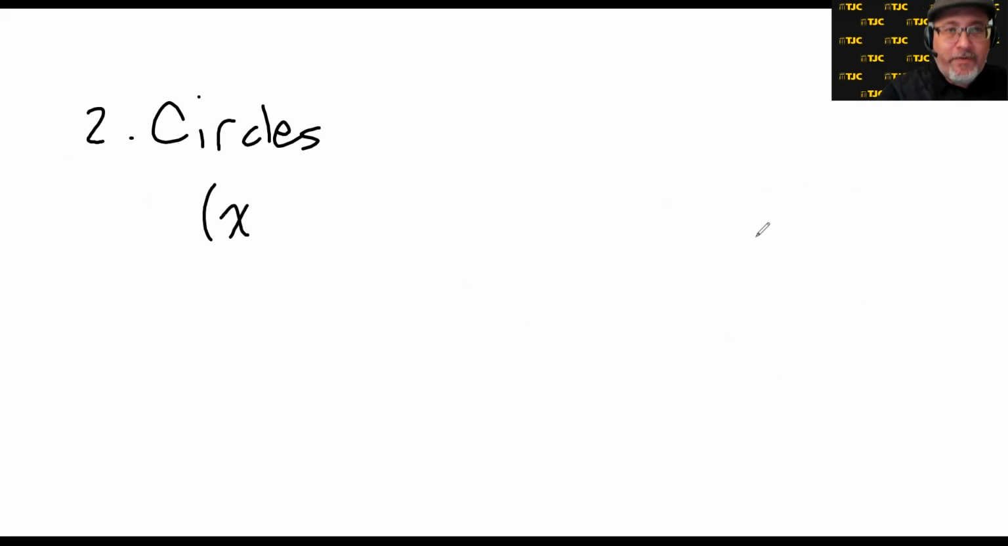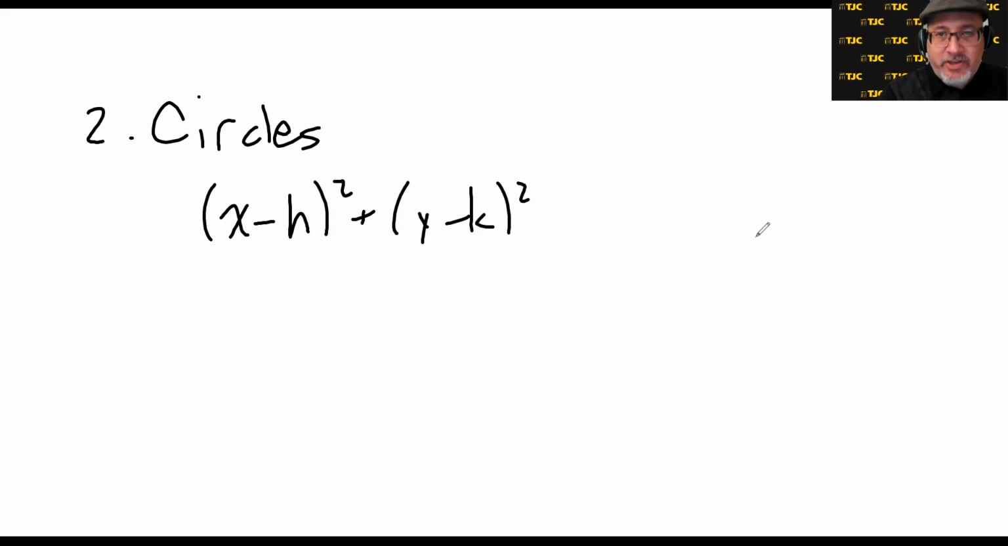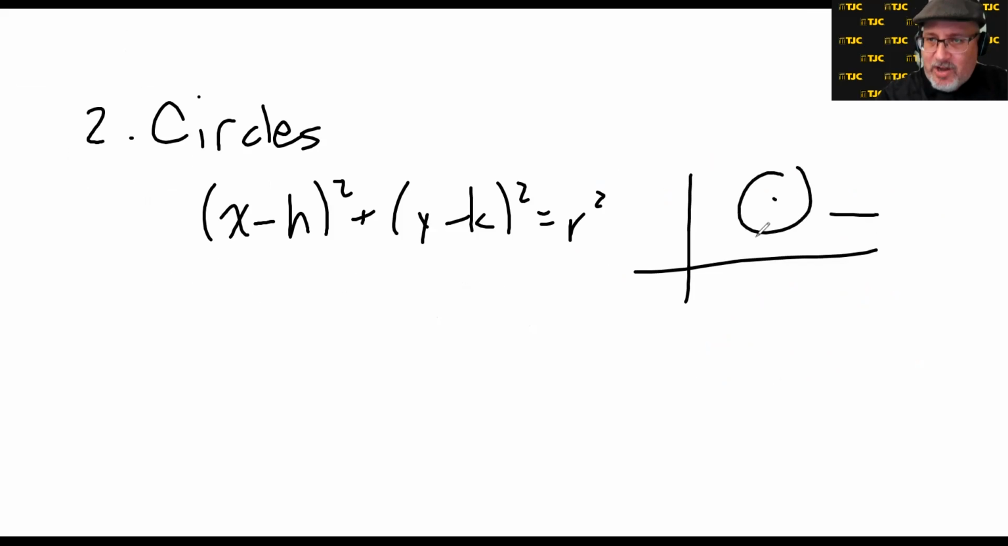Another common parameterization are circles. Now, not just the unit circle, but any circle. And when I say any circle, I mean a circle of the form x minus h squared plus y minus k squared is equal to r squared, which you should be familiar with because the center is at h comma k and the radius is r. Worst r in the history of r's. And the center is at h comma k.